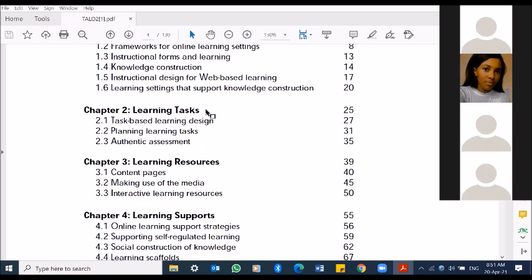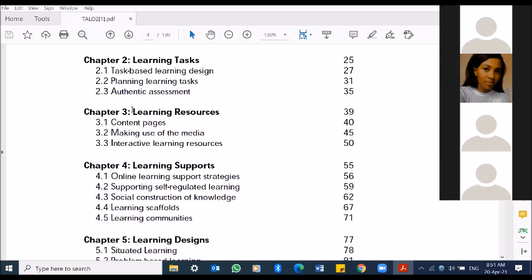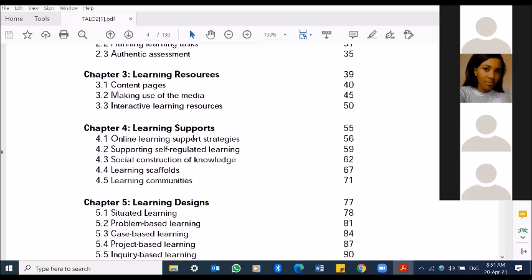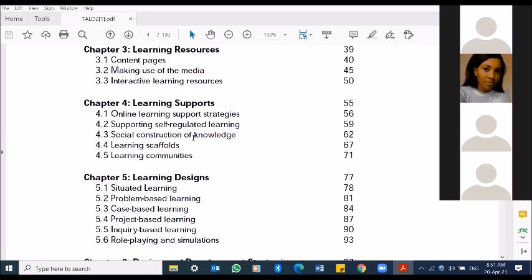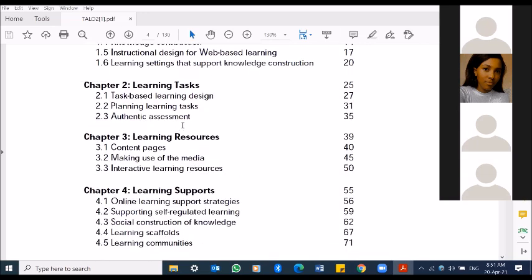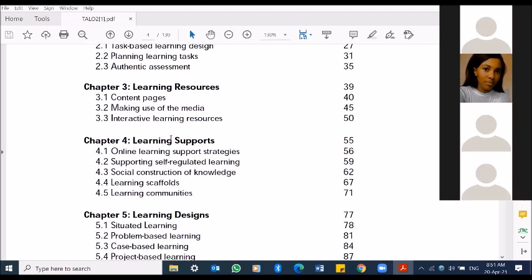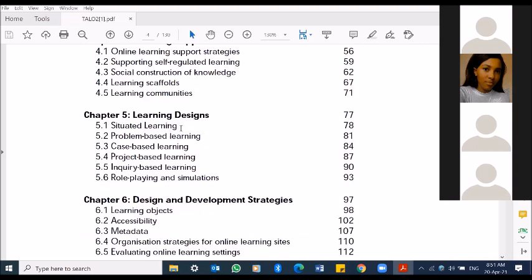Learning task is what he has started with. Then he goes on and then looks at learning resources. And then he looks at learning support. You see, look at how important that is. And these are the 3 M's: media, materials, and method. And then he's looking at learning design.